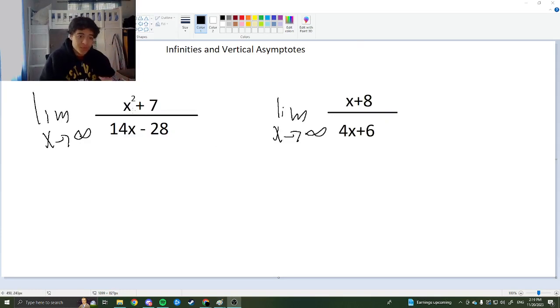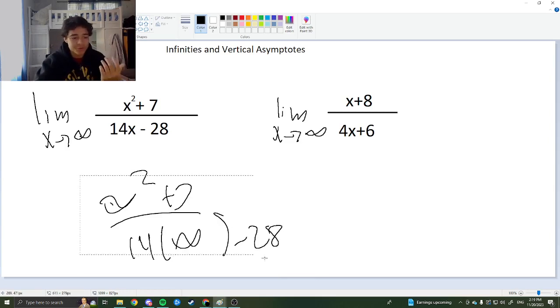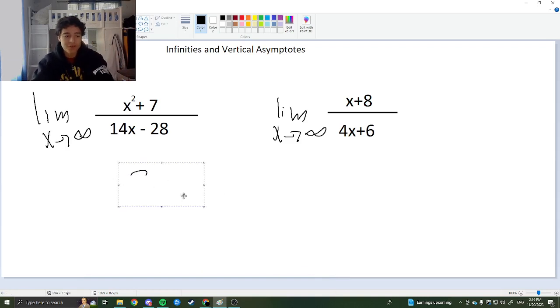So for the first one, we have x squared plus 7 over 14x minus 28. And x is approaching infinity. So how do we plug infinity into this, right? We just write infinity squared plus 7 over 14 infinity minus 28. Like what? It's just weird, right? Like what do you do with infinities? You can't. It's not how that works, right?